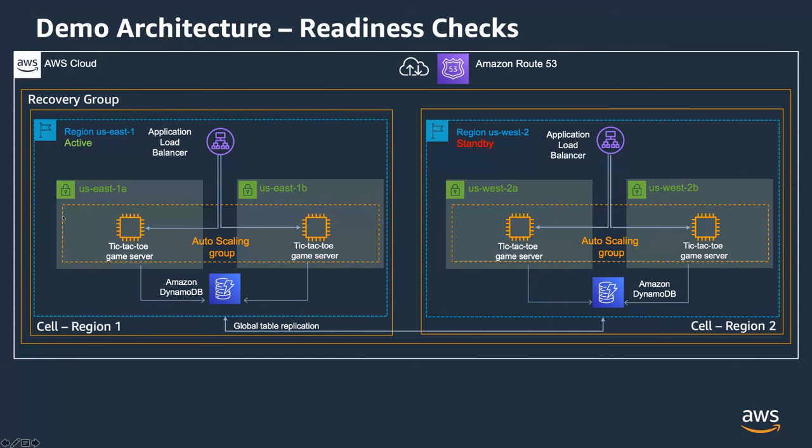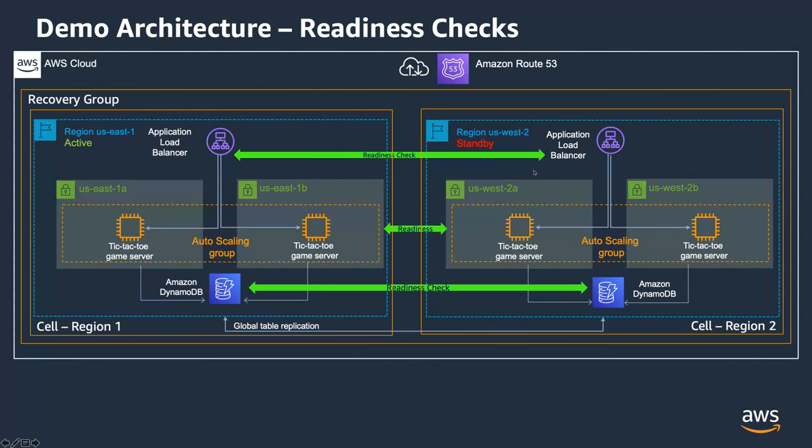Next thing we do is we configure our cells. In this case, pretty straightforward. I'm going to have a cell for each region that I support. Remember, these can be at the region or AZ level. And then the last thing we do is we configure our readiness checks between the 3 components that I mentioned.